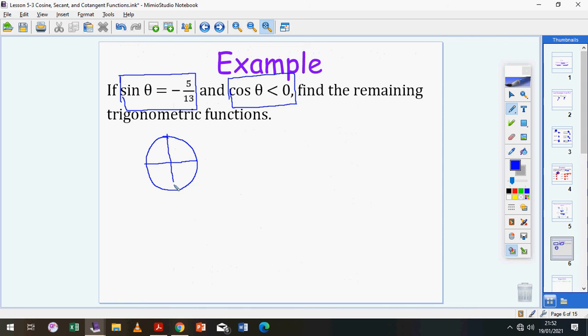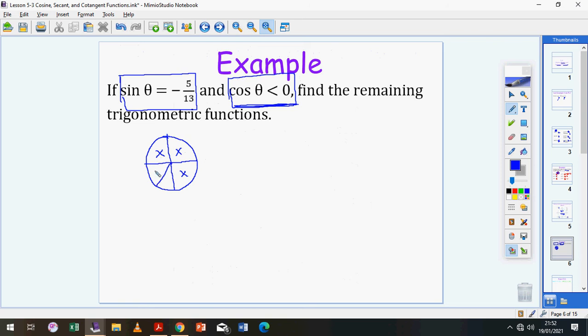It's not this quadrant because here all are positive. It's not this quadrant because here sine is positive. It's not that quadrant because in there cosine has to be positive. And it says here that cosine is negative because it's less than 0. So that angle is in this quadrant.